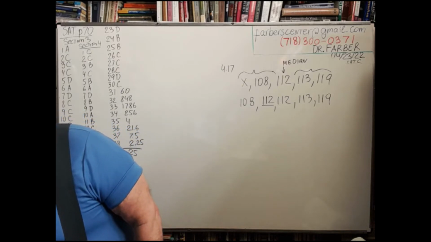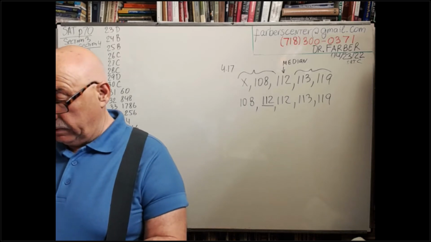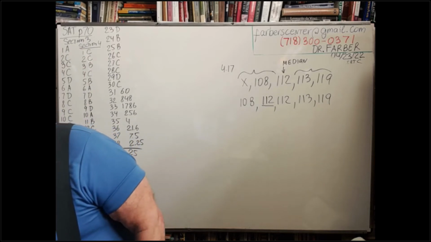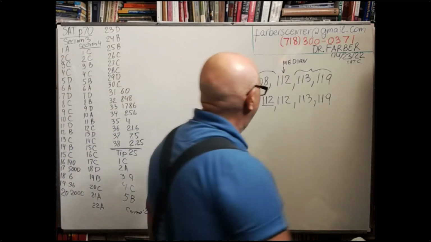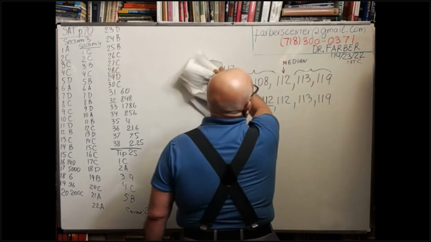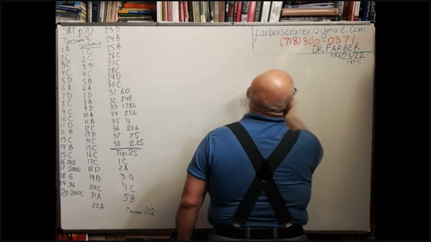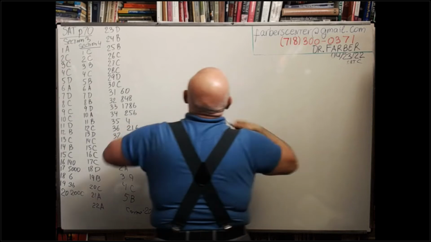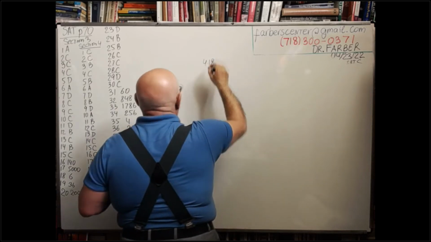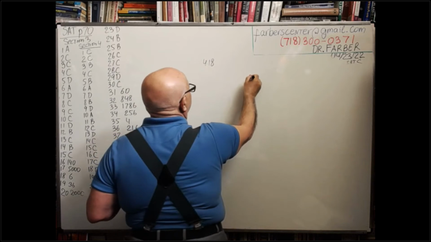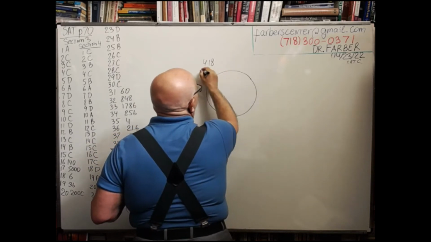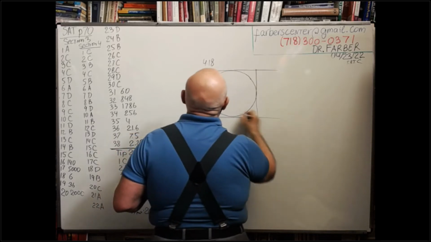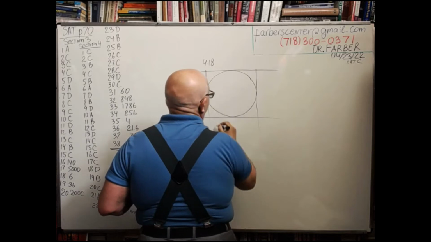Okay. Let me go to the next one. 418. In 418, we have a circle which is inscribed in a square. Kind of like this, right?